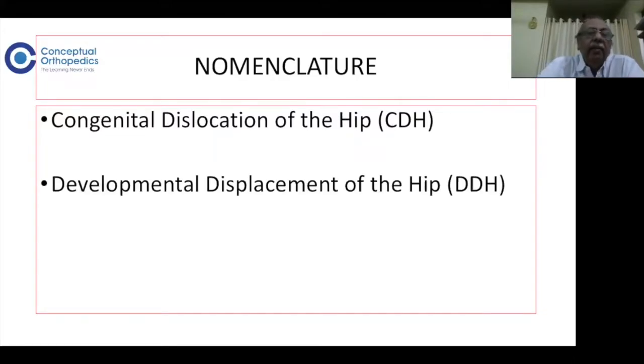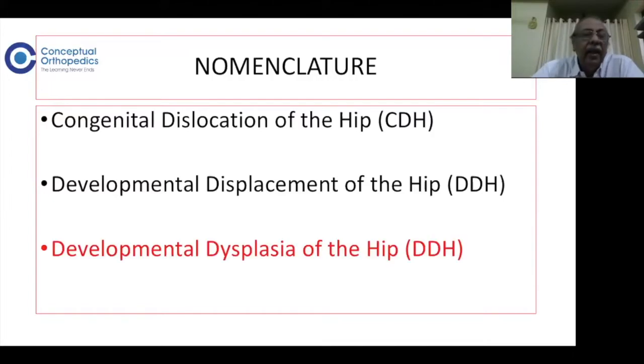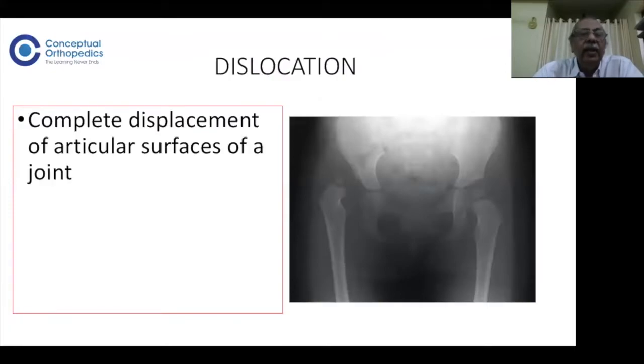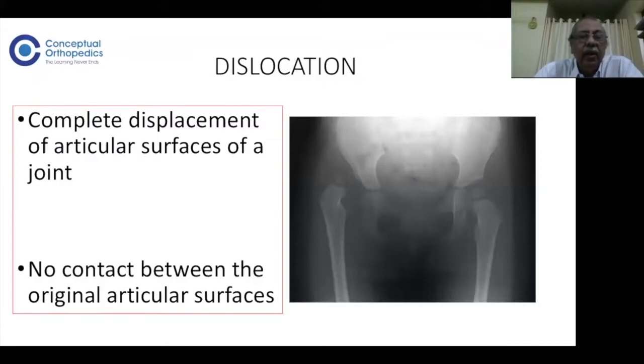Later came the term developmental displacement of the hip, and this was changed to developmental dysplasia of the hip. This was done by Klisic in 1989. Klisic was from Yugoslavia. You all know what a dislocation means. It is the complete displacement of the articular surfaces that comprise a joint. There is no contact between the original articular surfaces.